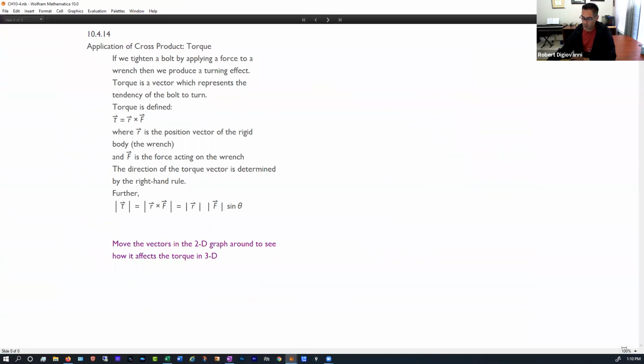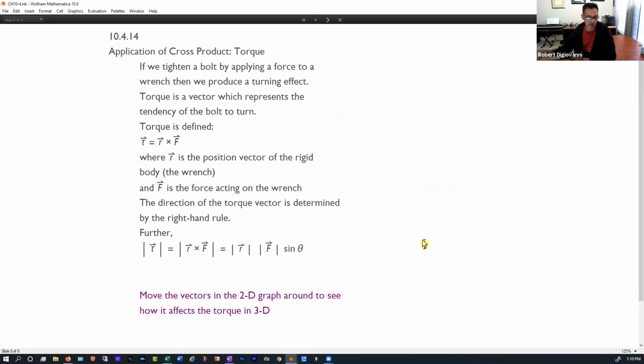The last part of this section deals with an application of vectors that I'm sure you'll see, if you haven't seen already, in physics, and that is how the cross product is used to define what's called torque. If we tighten a bolt by applying a force to a wrench, then we produce a turning effect. Torque is a vector which represents the tendency of the bolt to turn. It's a way of measuring the turning effect of the bolt.